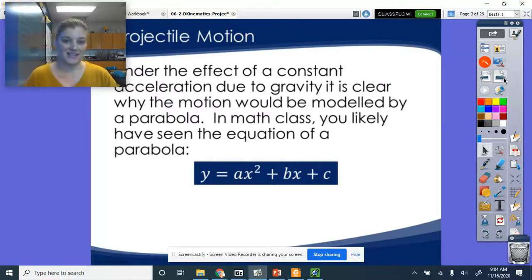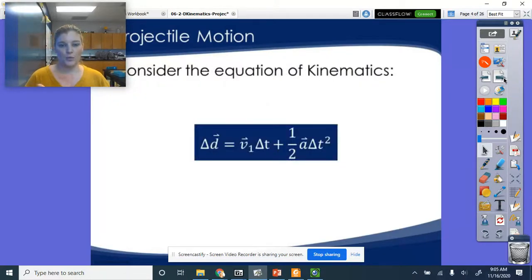So because we have constant acceleration due to gravity, we can kind of correlate what we've seen in math to what we're actually doing in class. So you've probably seen y equals ax squared plus bx plus c. That's just your classic parabola. Each piece tells you something different about the equation. And this is the version that we use in physics.